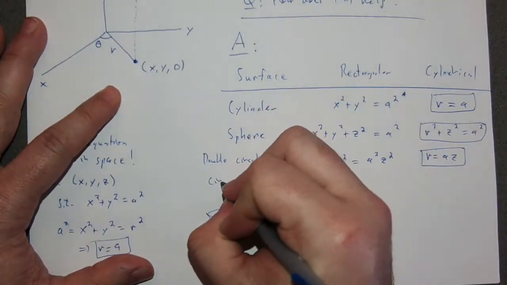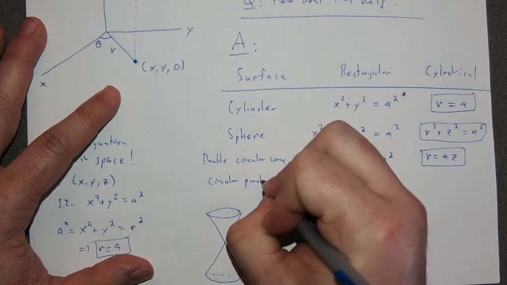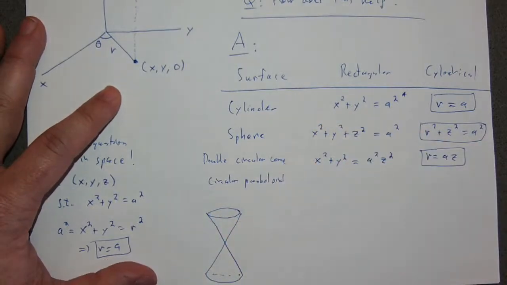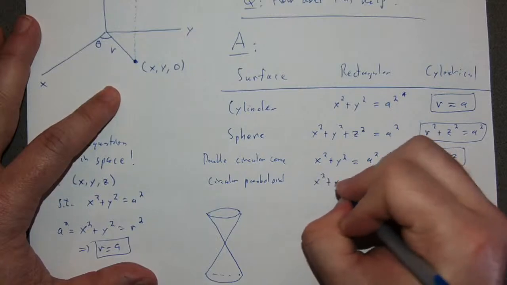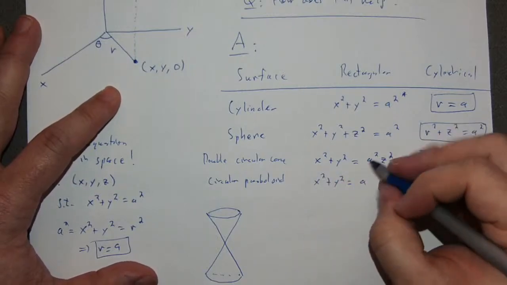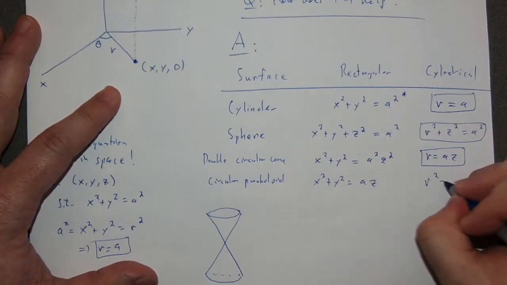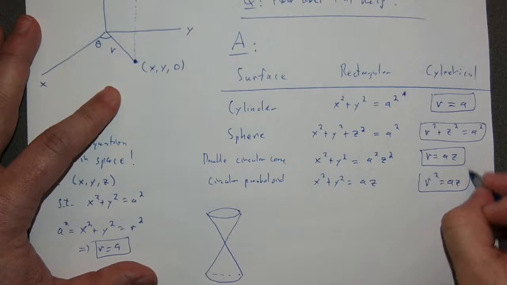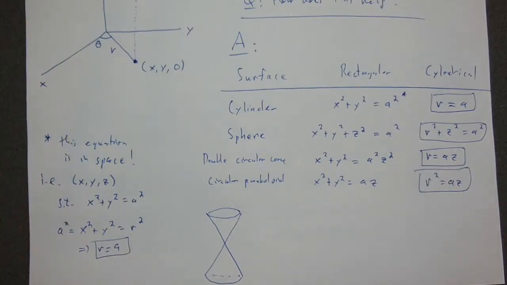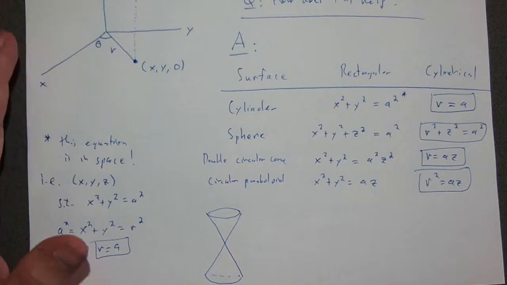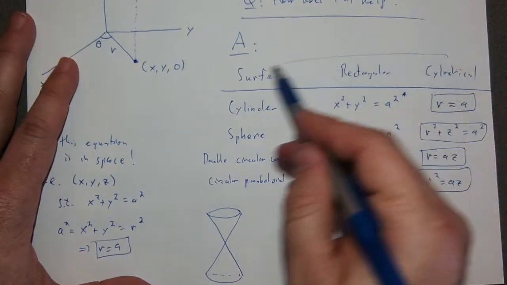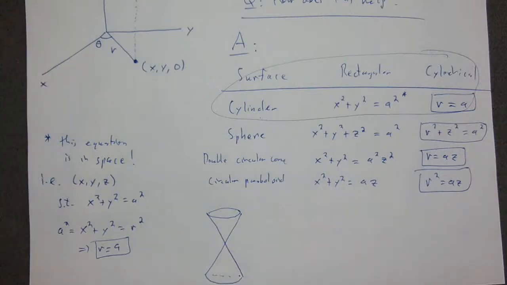And then there's the circular paraboloid, which is not so bad. So this is x squared plus y squared is equal to az. Right? So this becomes r squared is equal to az. Right, so there's your circular paraboloid in cylindrical coordinates. Now, it's probably not surprising to you that by far the most common use of cylindrical coordinates for us is going to be the case that you're dealing with a region that involves a cylinder or intersecting cylinders or something like that.